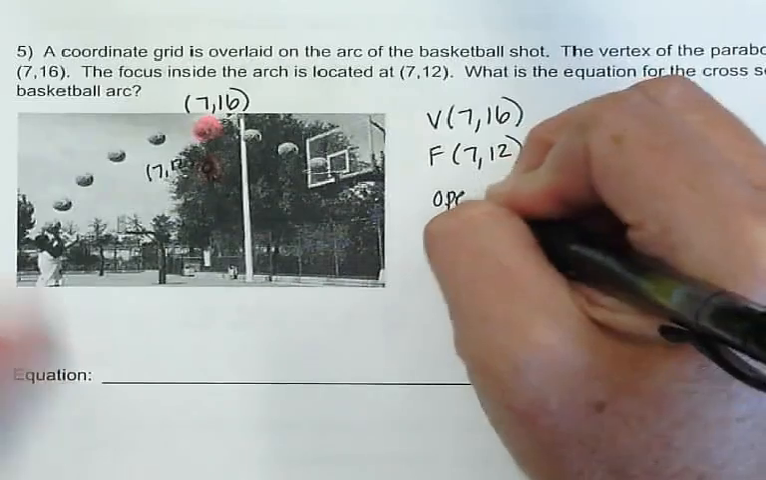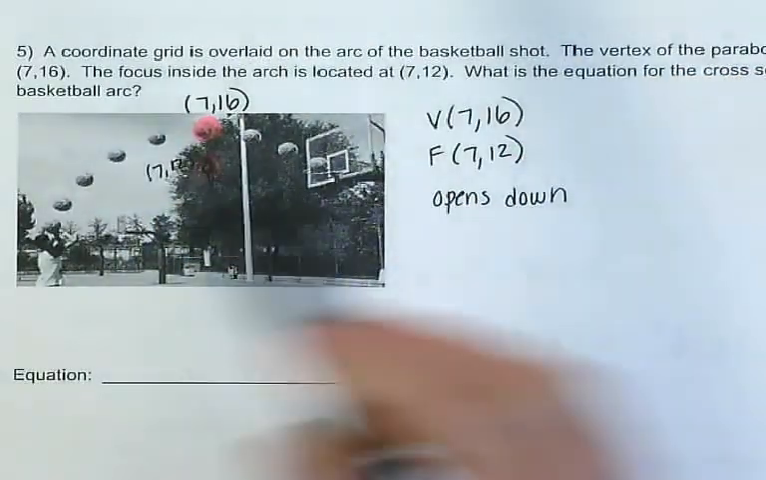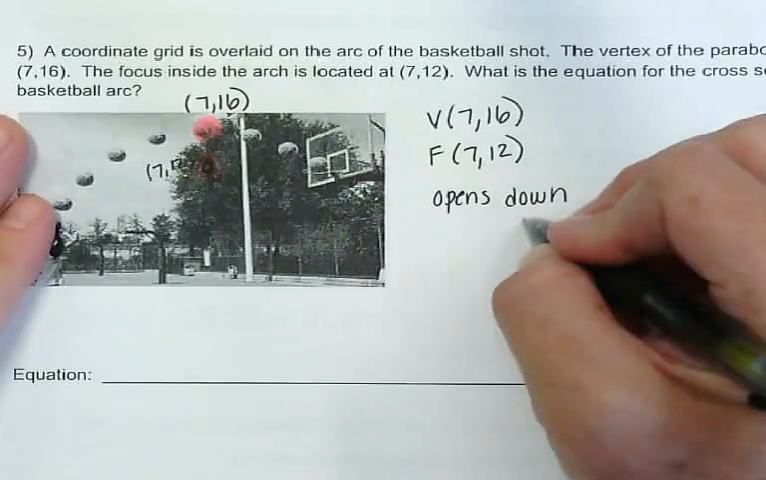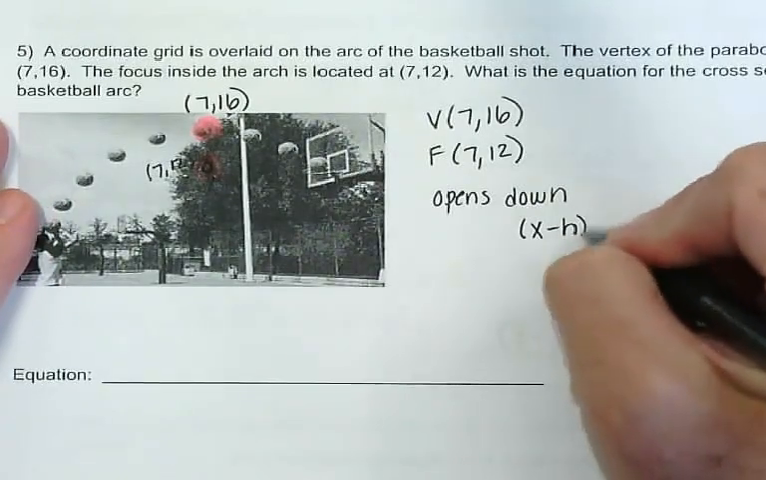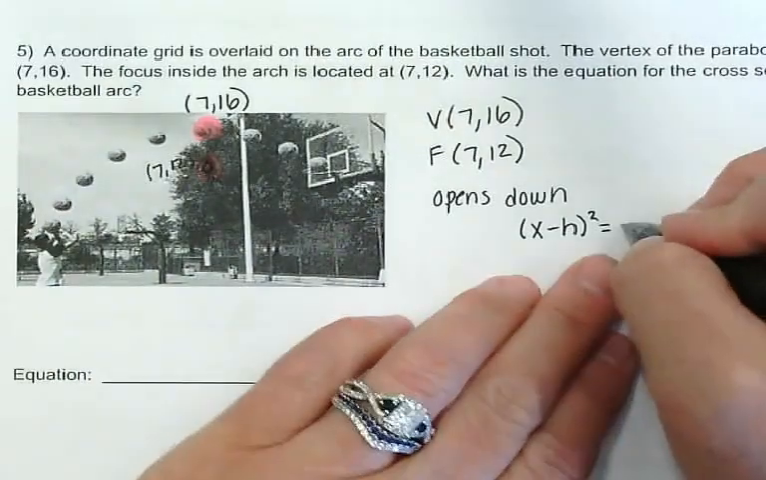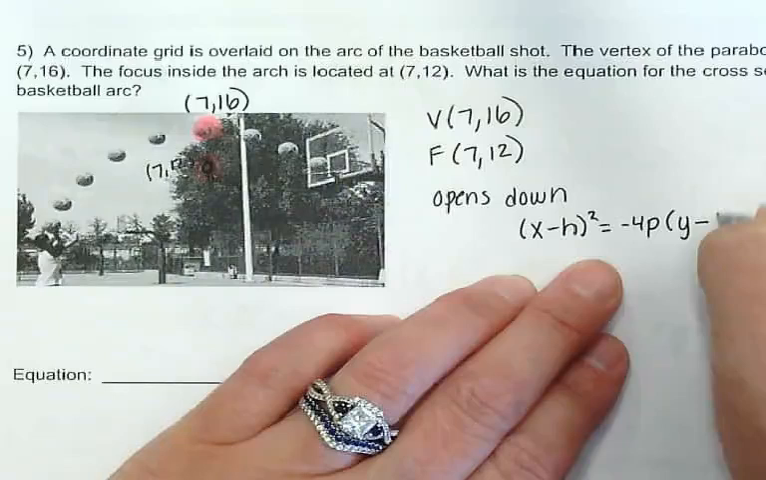We know from the picture it's going to open down. So that means my x is what is squared. So it's the x minus 7 squared. That means your p is going to be a negative, so negative 4p times y minus k.